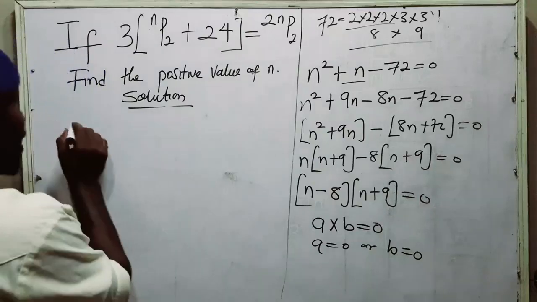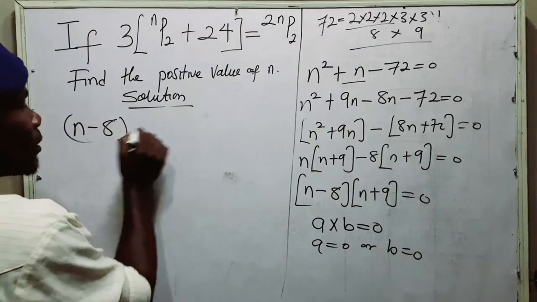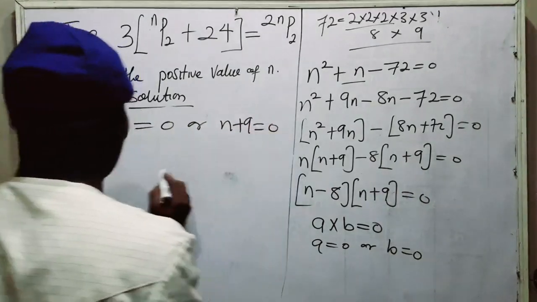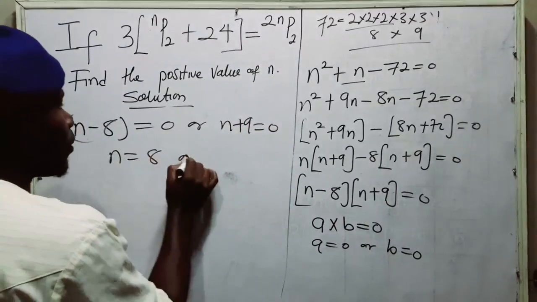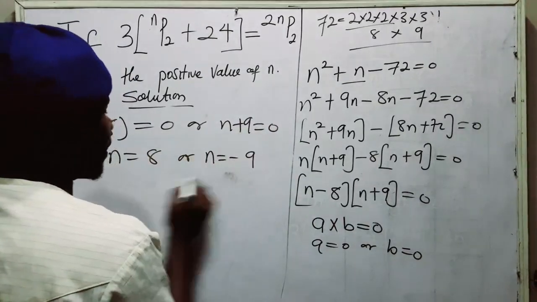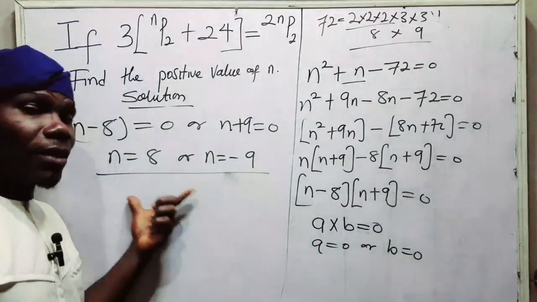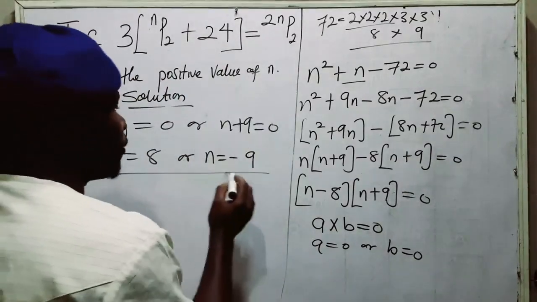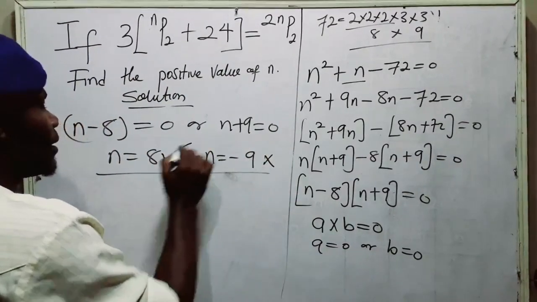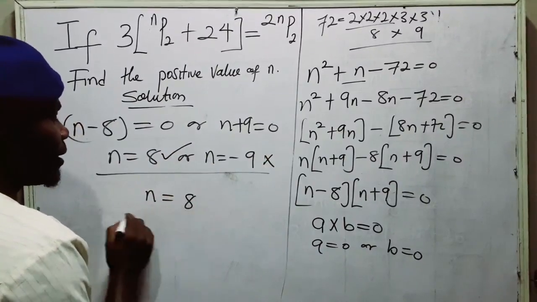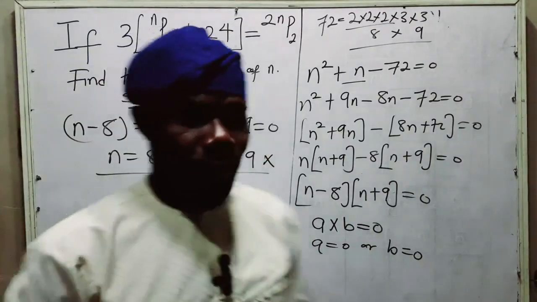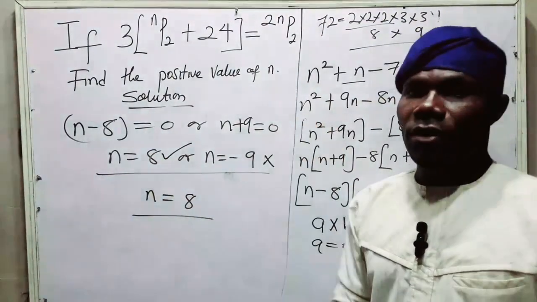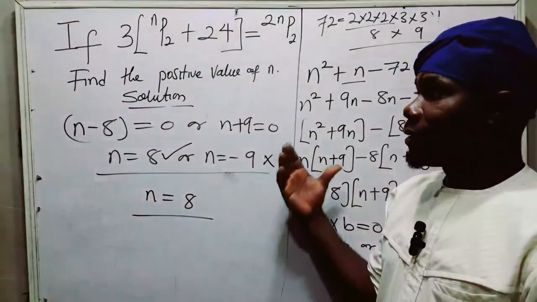Therefore, we now have n minus 8 is equal to 0, or n plus 9 is equal to 0. Meaning that n is equal to 8 or n is equal to minus 9. So these are the two values that we're going to get for the n. But the question said find the positive value of n. So we have to reject this and take this. So our n is equal to 8. So that is just the value for this. So this is how we solve a question relating to permutation, and these are the procedures.